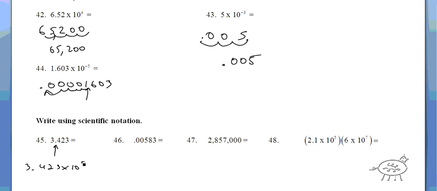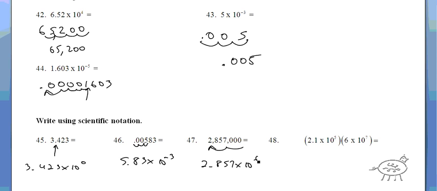Okay, so this one, it's a small number, which means it's going to be a negative exponent. So you move it over 1, 2, 3. So 5.83 times 10 to the negative 3. Okay, this one, you have to move it over 6 places. It's going to be 2.857 times 10 to the 6th.